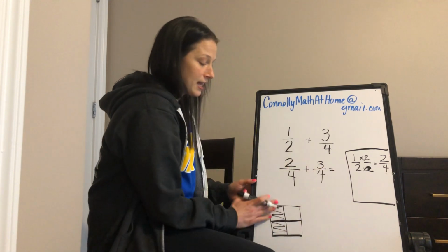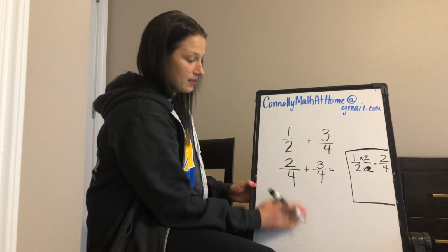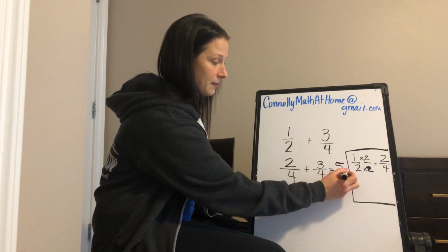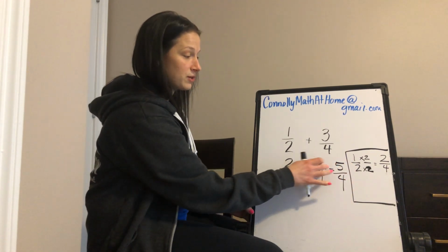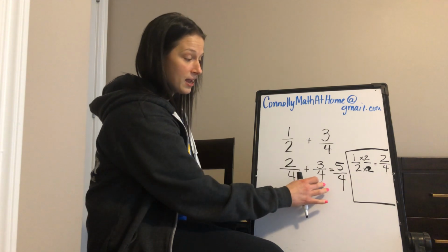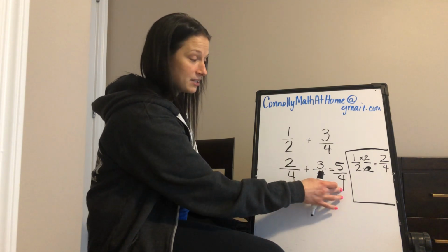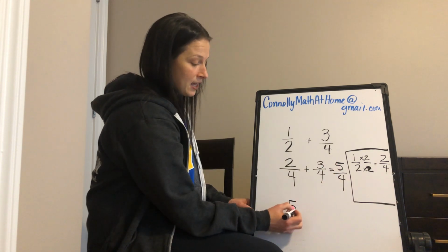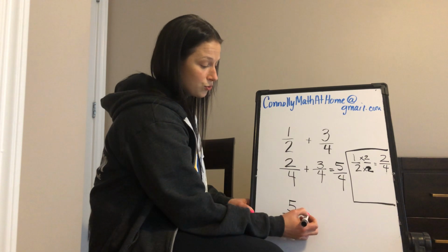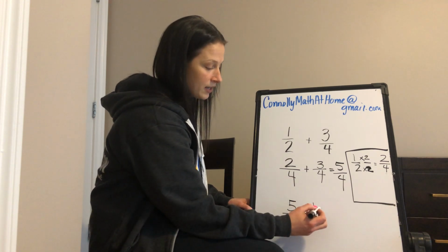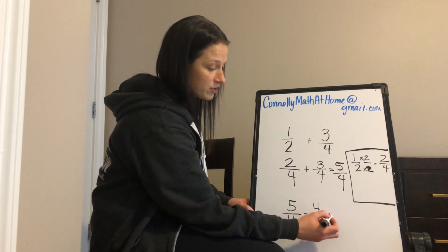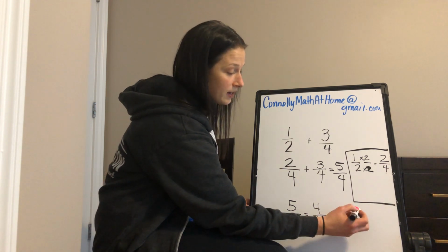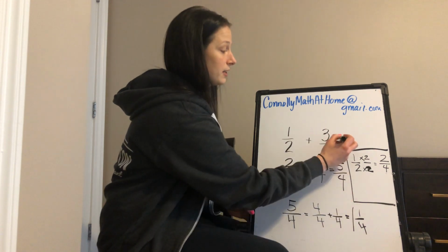So just like adding whole numbers, we combine the numerators and we end up with 5/4. 2 plus 3 is 5, 4 and 4 stay the same, and we end up with the same size parts. There's also a video about changing an improper fraction to a mixed number. 5/4 is the same as 4/4 plus 1/4. So we end up with 1 and 1/4 as our final answer.